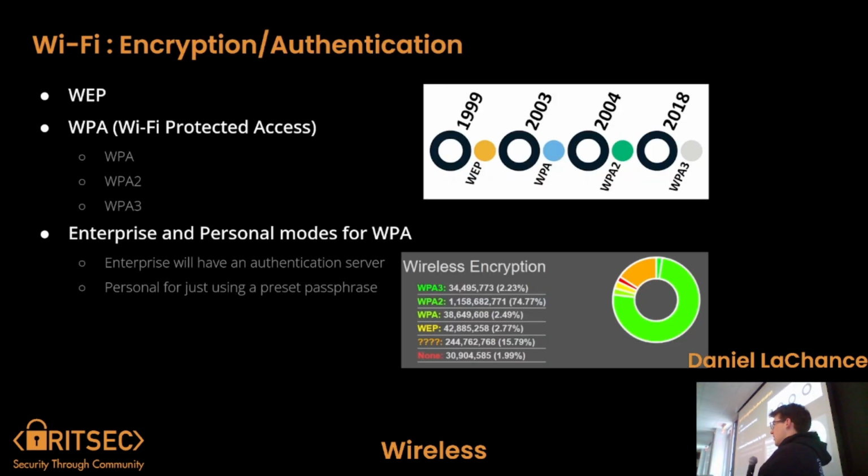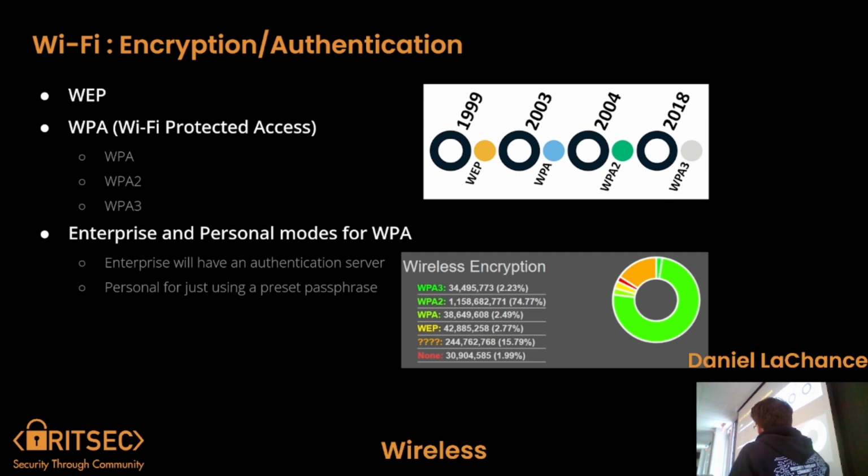Okay, so encryption and authentication. There are really two main families of standards. There's WEP and WPA. WEP is Wired Equivalent Privacy. WPA is Wi-Fi Protected Access, and there are 3 versions of it. If you're interested in how many places have each of those implemented, you can figure that out on wigle.net, and all of this is crowdsourced from war driving, and I'll talk about that later.